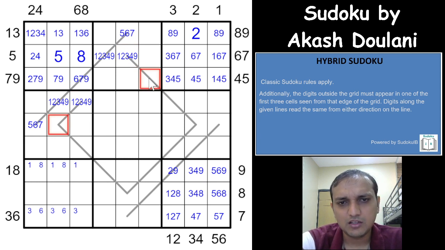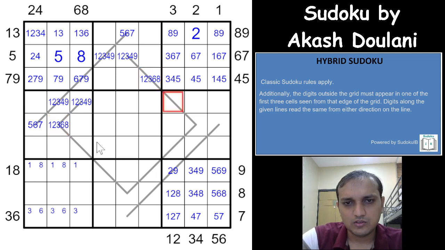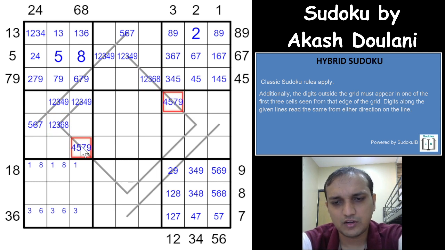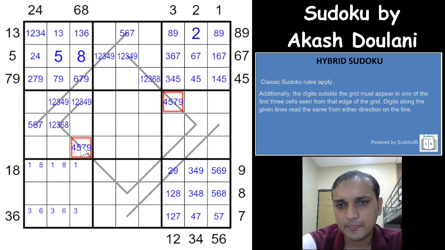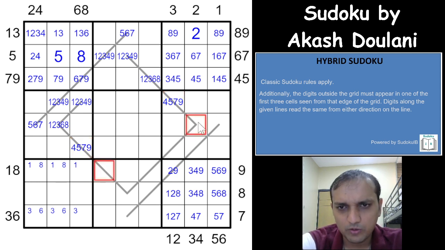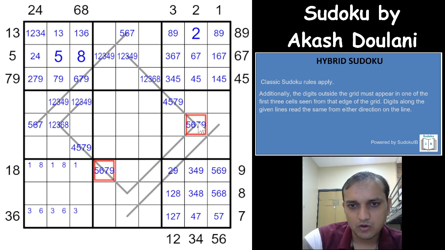I can mark that here. 1, 2, 3, 6 and 8. These 2 cells you cannot have 1, 2, 3, 6, 8, 4, 5, 7 and a 9, right? These 2 cells you cannot have 1, 2, 3, 4, 5, 6, 7 and 9 is possible, right? 5, 6, 7 or a 9, right? Oh, 9 is not possible. So 5, 6 and a 7 is possible.